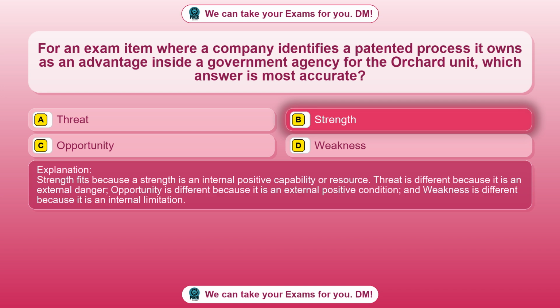Strength fits because a strength is an internal positive capability or resource. Threat is different because it is an external danger, opportunity is different because it is an external positive condition, and weakness is different because it is an internal limitation.